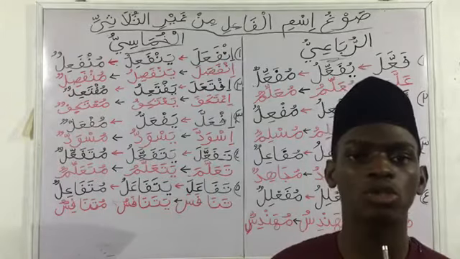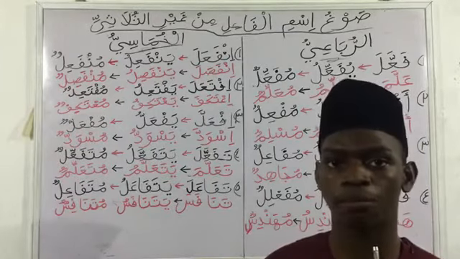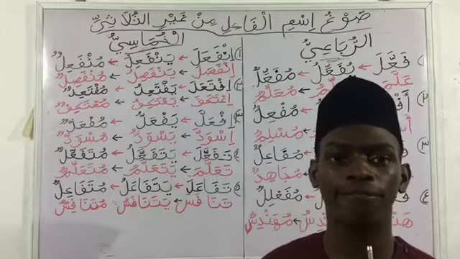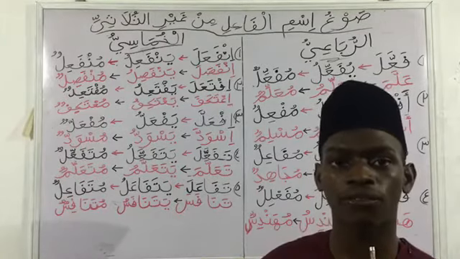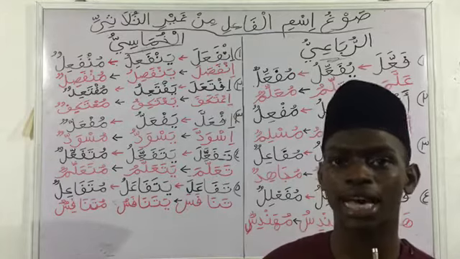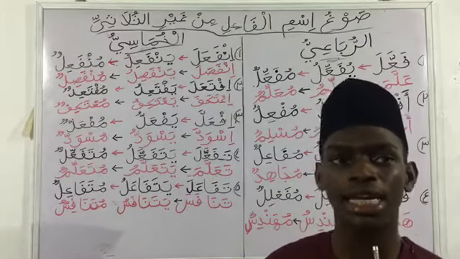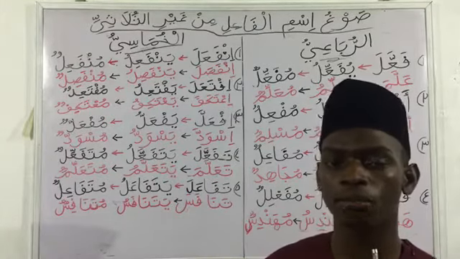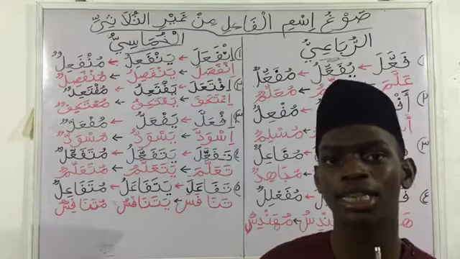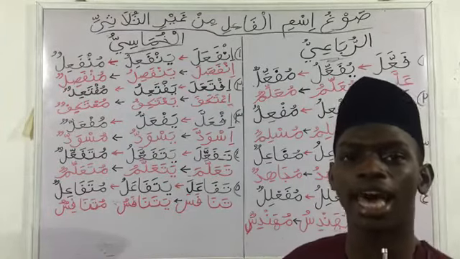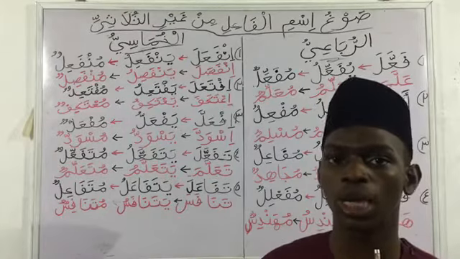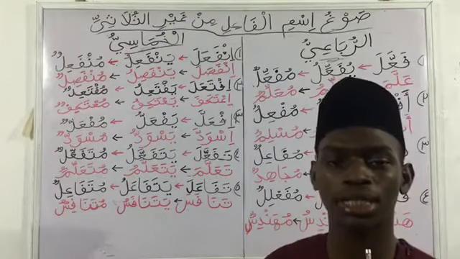We do it in two very simple steps. Like any verb that you see, any fi'il that has four letters, five letters, or six letters, there is a single format, a very simple method that you are going to use to turn it into Ismul Fa'il. And that is the methodology we want to learn today. So what is this methodology?